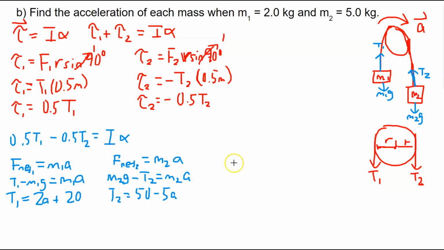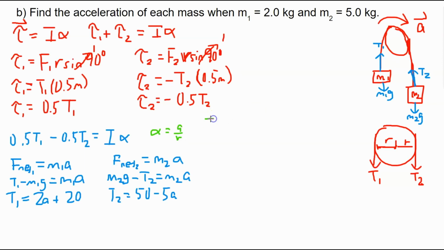But in our main equation right here, we still have angular acceleration. So how are we going to get rid of that angular acceleration? Well, what's angular acceleration equal to? Angular acceleration is equal to a over r, with r being the radius. So now we're going to rewrite this whole expression, substituting in T1 for this value, T2 for that value, and alpha for a over r.